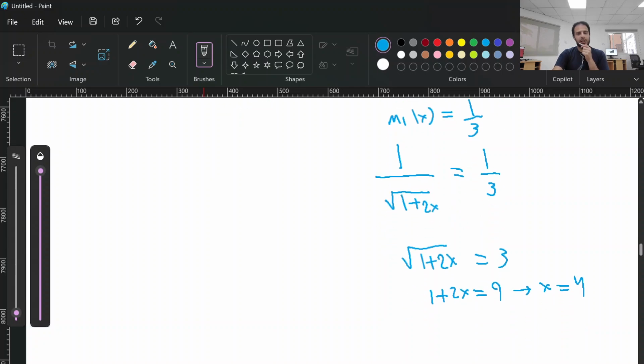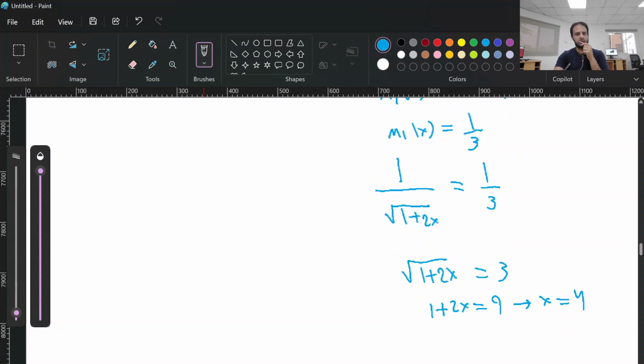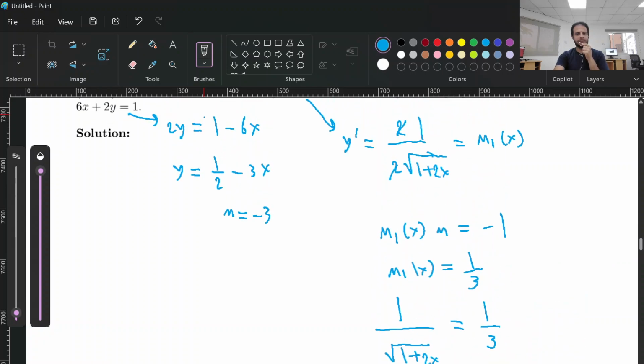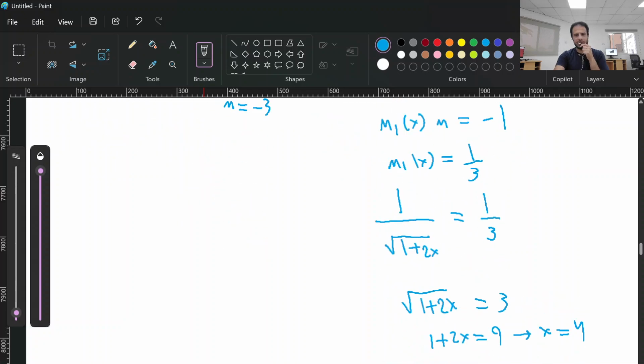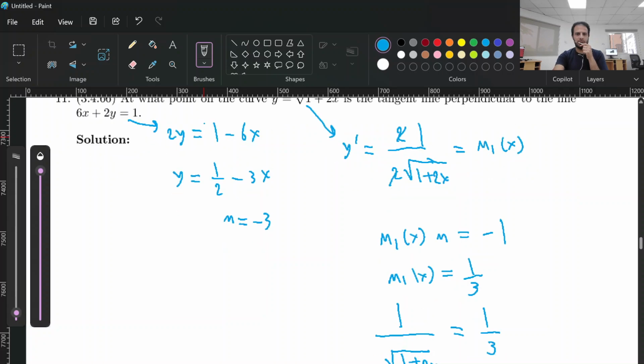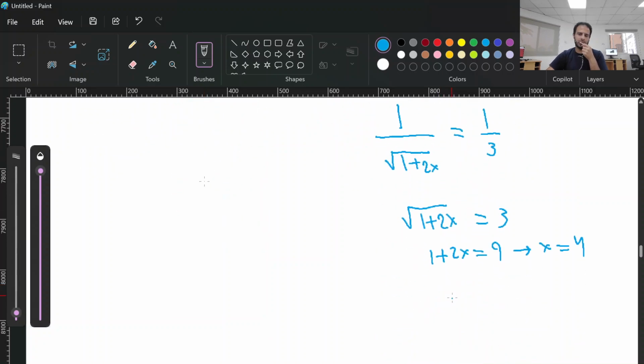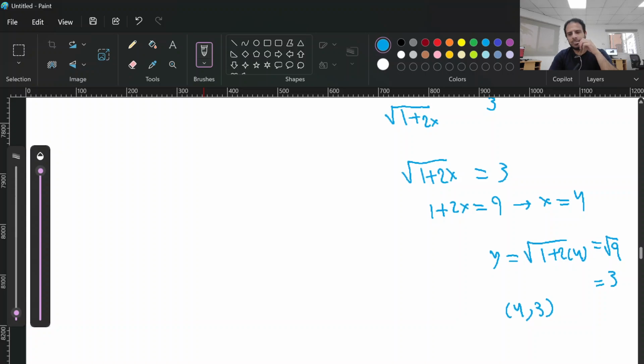Yes. Thank you. Now, do you have questions about this? Is it clear for all of you? So x equals 4, but we need to find the value of y, right? The value of y will be 3, because y equals square root of 1 plus 2x. So let's substitute x in the y value. Y equals square root of 1 plus 2 times 4. You get the square root of 9. You get 3. So the point is (4, 3). Now let's continue.